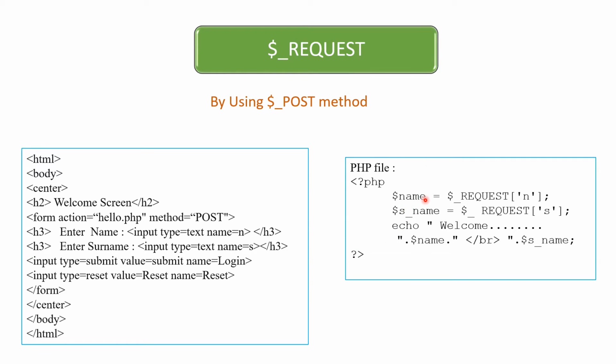In this PHP script, we can retrieve the information entered into the text fields by using $_REQUEST, and here we use the n variable, because in the HTML form we set the first text field name as n and the second text field name as s. Then we retrieve this value by using $_REQUEST instead of the method equal to post, and simply display this value by using the echo statement.